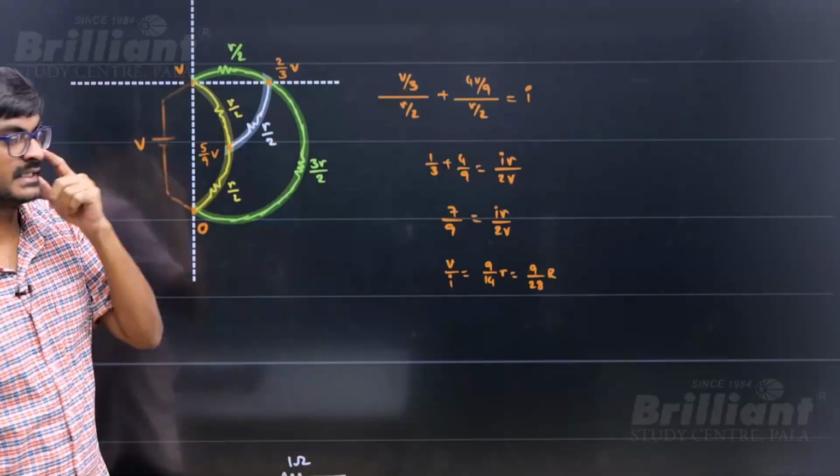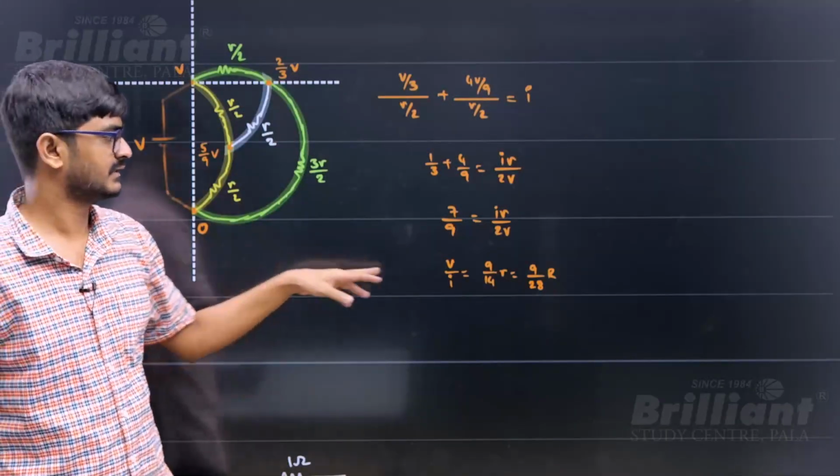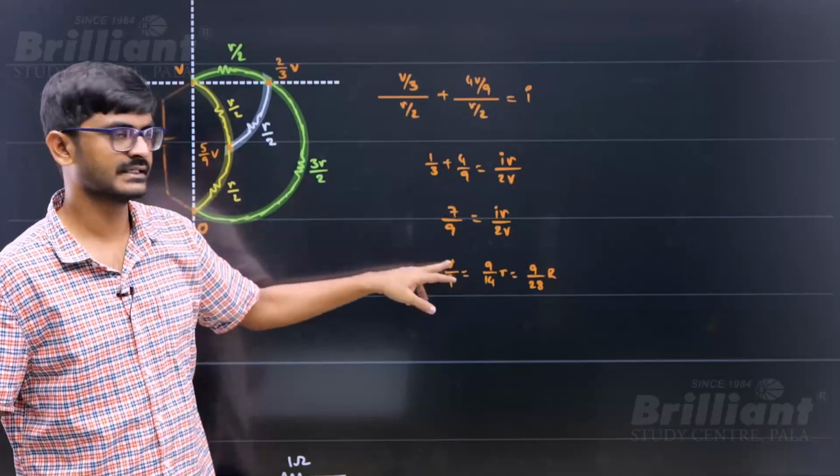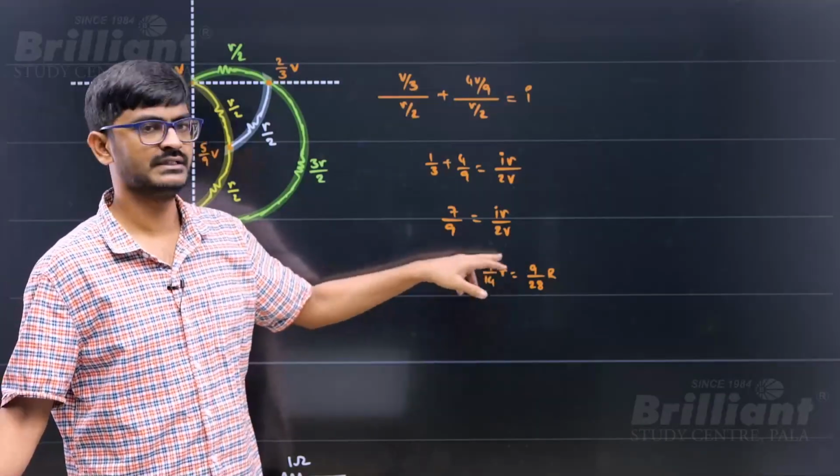Now, when I know the current delivered by the battery, if I want to find the equivalent resistance, I need to do V by I. Finally, I calculate V by I, and this will give me the resistance.